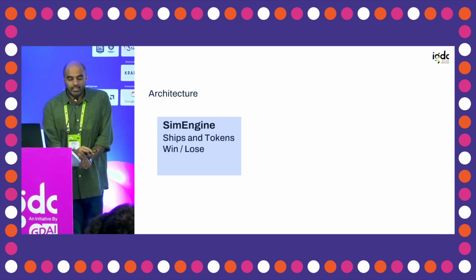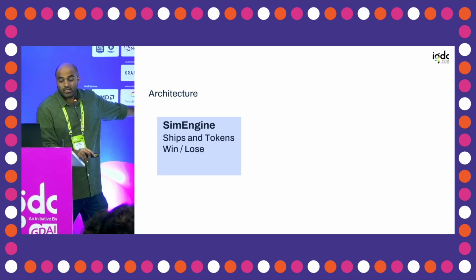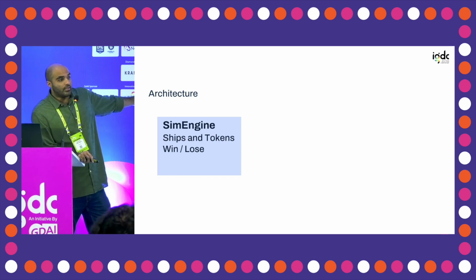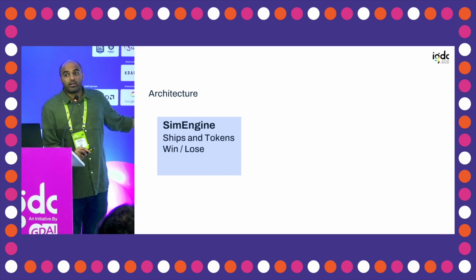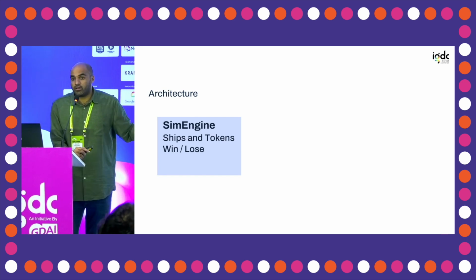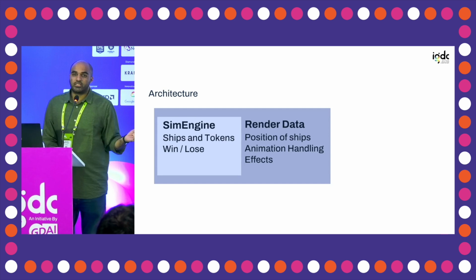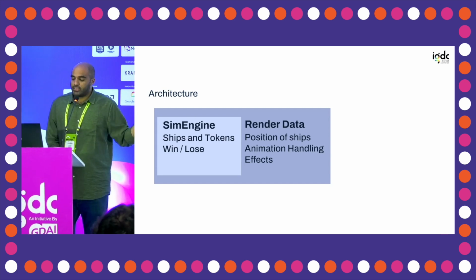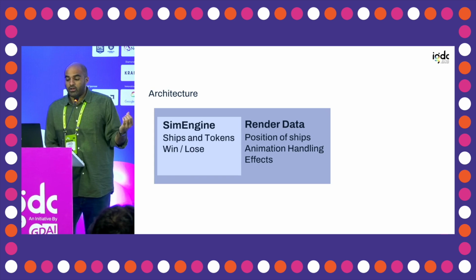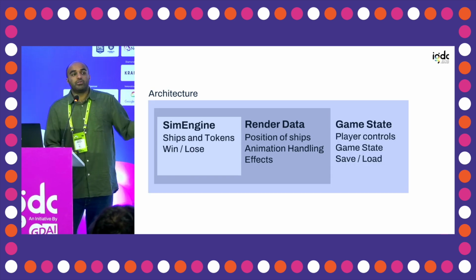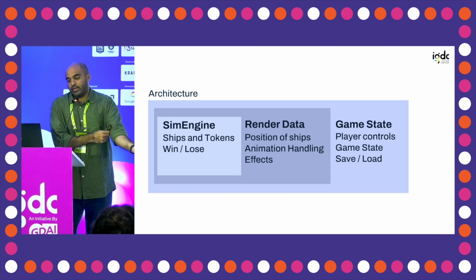Basically, the architecture of the game is that you have the central portion, which is called the sim engine. It has the ships and tokens, and the simulation, and it can figure out whether the level has been won or lost, right? Around this, you have the rendering data, the positions of the ships, the animation things that we just saw. All of that exists outside of the core data of the ships alone. And outside of this, you have controls to actually allow the player to play the game and interact with all of the things.